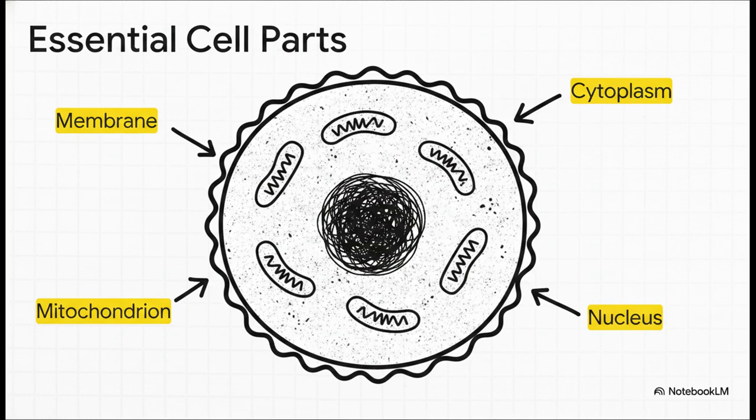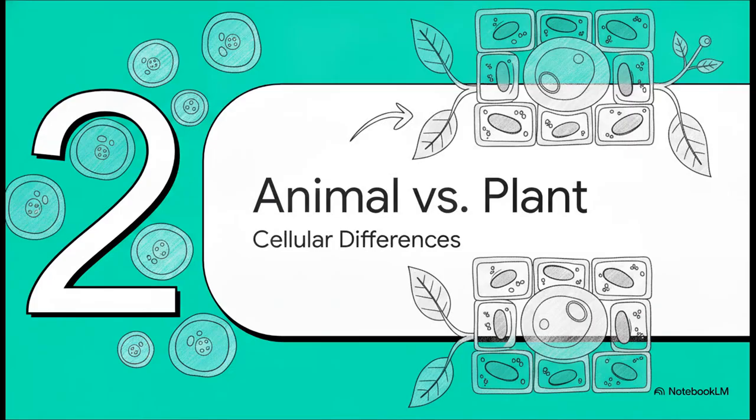Floating within that jelly, you've got the mitochondrion. That's the power plant of the cell where energy is actually released from nutrients. And finally, we have the nucleus. This is typically the largest and most visible structure in there, and it acts as the control center, directing all of the cell's activities.